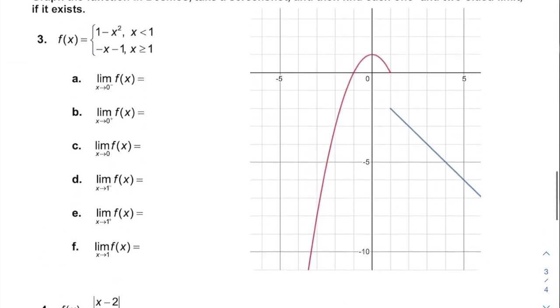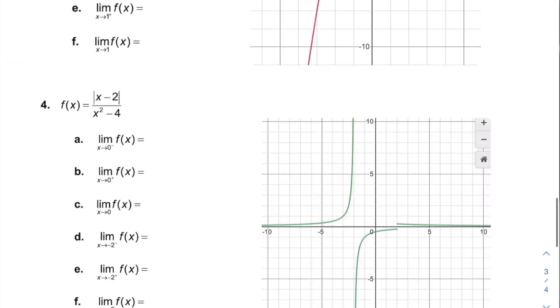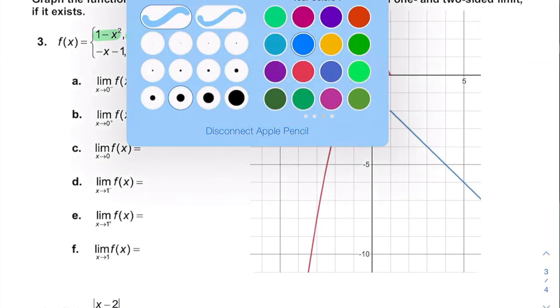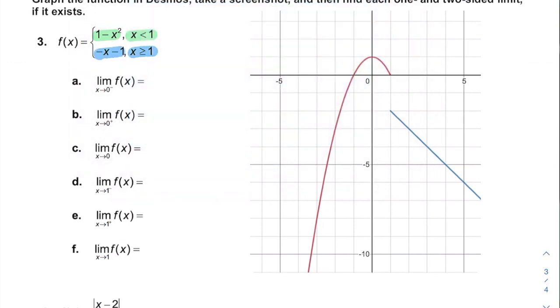So looking at these different functions, if you look at number 4, hopefully you can figure out how to type that in. But number 3, it's been a while since we've typed. This is, remember, a piecewise function where they're saying any place on the graph where x is less than 1, we're going to follow this curve. Wherever x is greater than 1, we're going to follow this second curve. So I'm going to show you how to type those into Desmos.